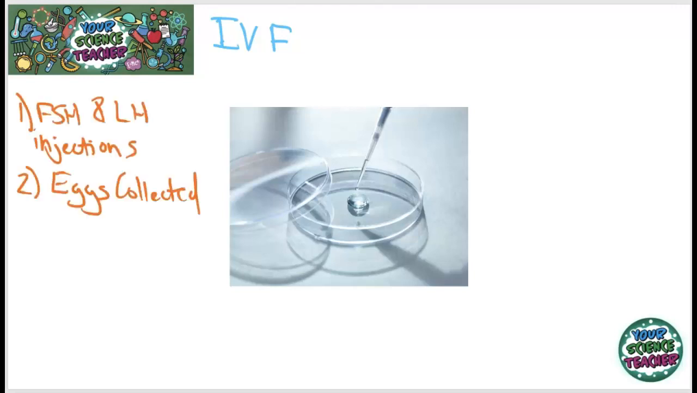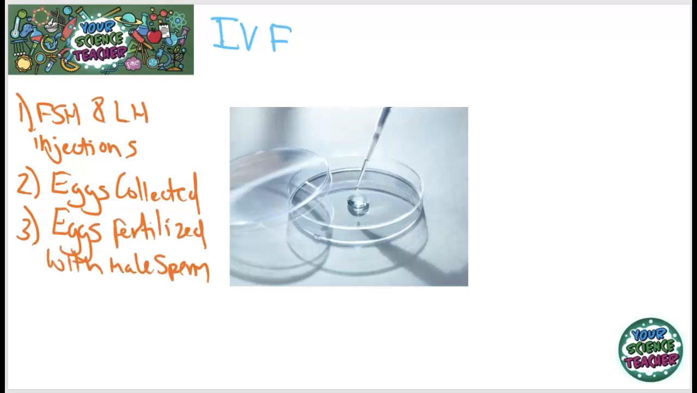Once these eggs have been collected, what can happen is you can combine them with the male sperm. And this is obviously called fertilization. Once the egg has been fertilized, this can be implanted into the woman's uterus.